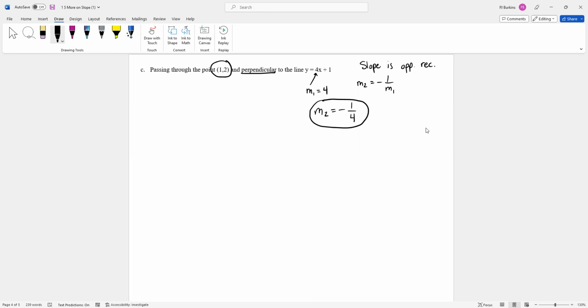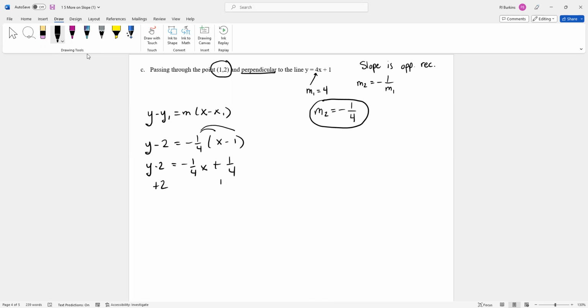If we have a point and a slope, we can use point slope formula yet again. So it's just a matter of plugging in and getting a y equals equation at this point. So I have y minus 2 equals -1/4 times x minus 1. Distribute the -1/4. We have this. I need y equals, so I'm going to add 2 to both sides.